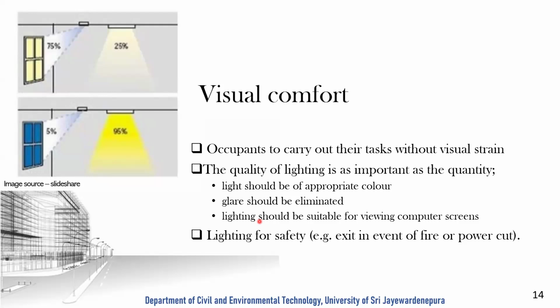And also we use lighting for safety. For example, in an event of fire, the normal electricity connection gets disconnected for some reason. So there should be emergency lights that guide us on how to get out of the building. We should be able to see the exit path so that we can go out of the building safely.